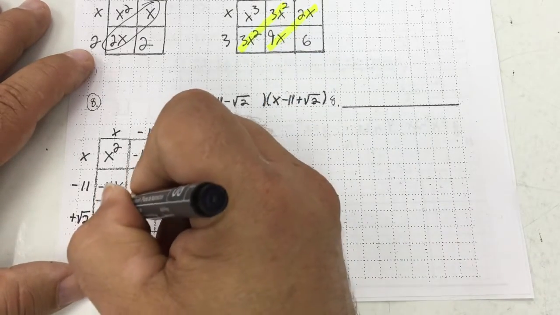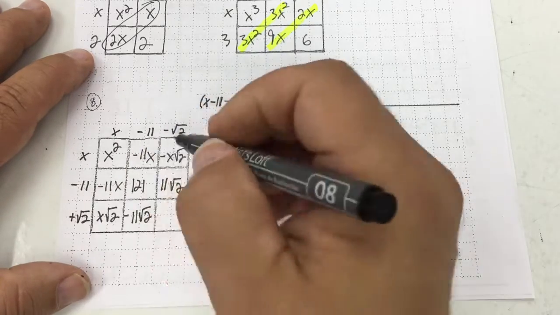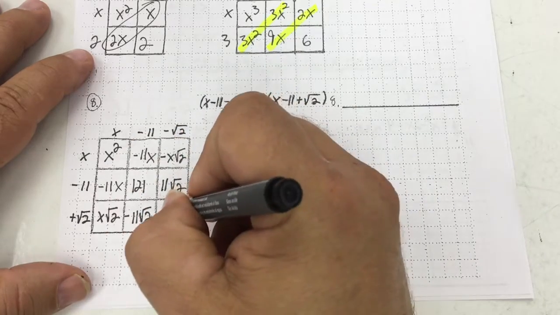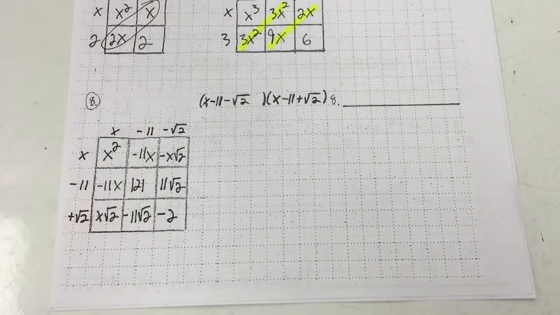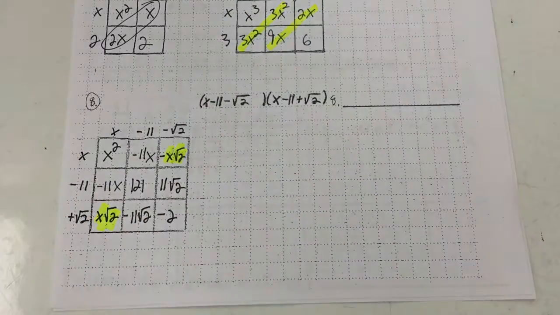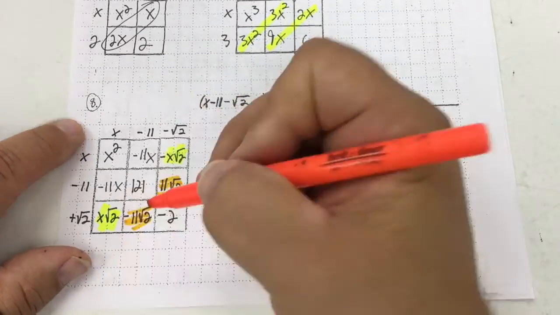This is going to give me positive x root 2. This is going to give me negative 11 root 2. And then root 2 times root 2 is 2, but a negative times a positive is a negative 2. Now I start to notice that things will eliminate on this. The negative x root 2 and the positive x root 2 cancel out. The positive 11 root 2 and the negative 11 root 2 cancel out.